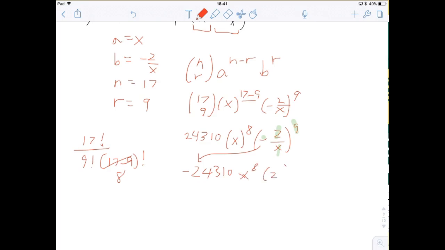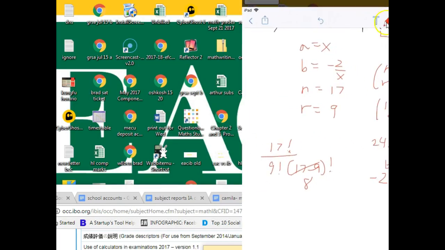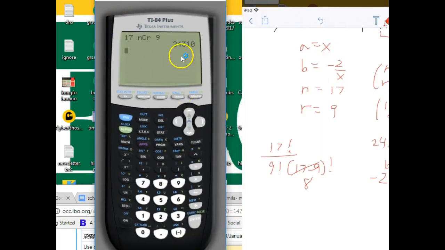Now I'm going to distribute the 9th power to the 2 and to the x. Okay? And now I'm going to simplify. Negative 24,310. X to the 8th divided by x to the 9th is x in the denominator, right? And 2 to the 9th on top is just some huge number. I'm going to use the calculator to do that also, and then I'm going to multiply it times 24,310. Hold on a second. Let me put the calculator back here on the screen. So I'm going to do 24,310 times 2 to the 9th.